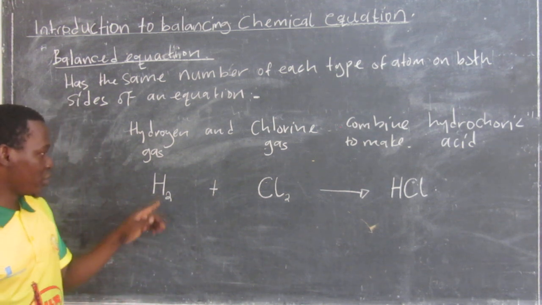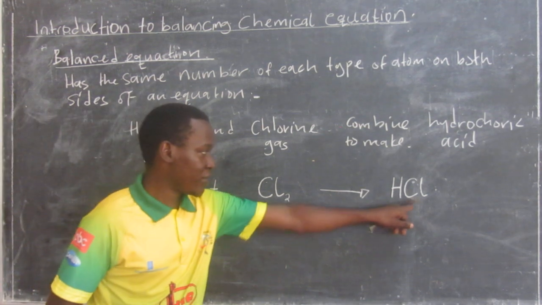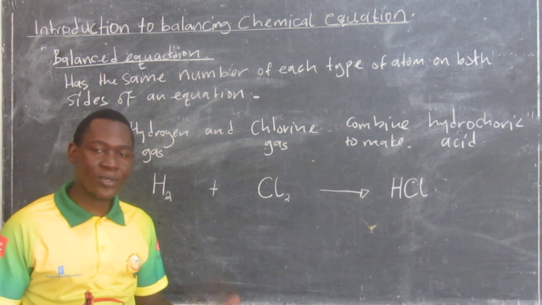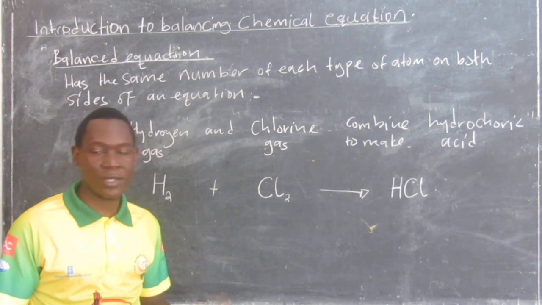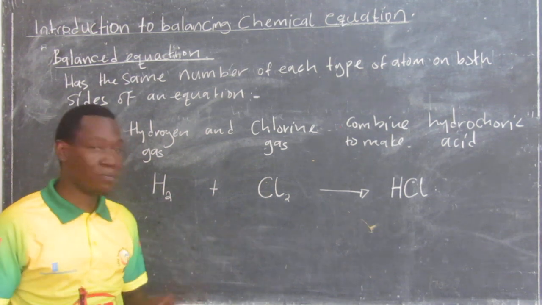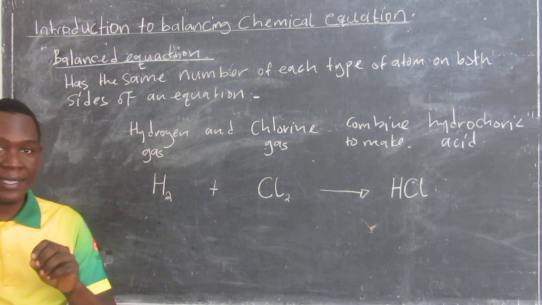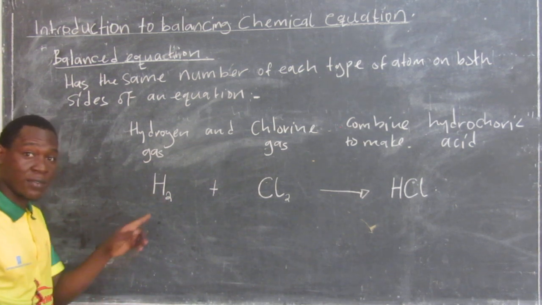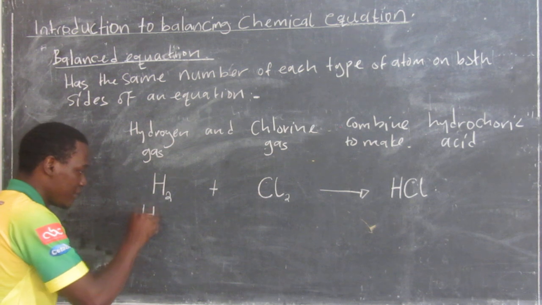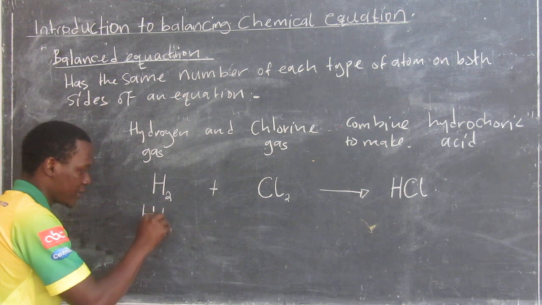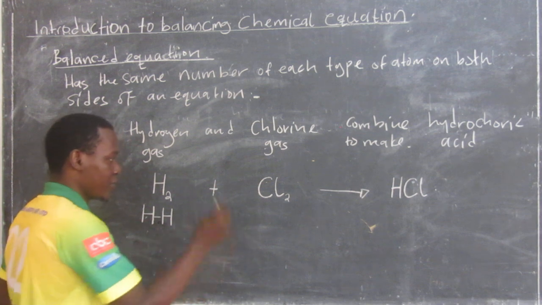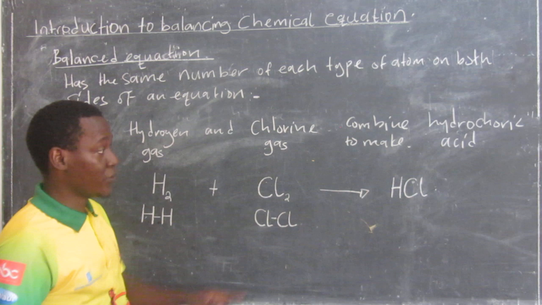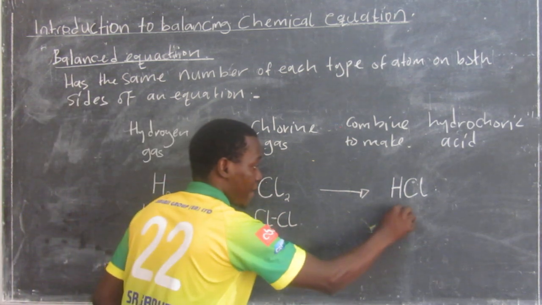Now here I have hydrogen plus chlorine giving hydrogen chloride. What's happening really? We need to understand what we should do when we are balancing, so let me make a visual part so that we can see what really takes place in this equation. If you look here, for hydrogen we have two hydrogen atoms; let me draw the two hydrogen atoms. Chlorine, we have two chlorine atoms, Cl, Cl. And also we have HCl, which is going to be H and Cl.